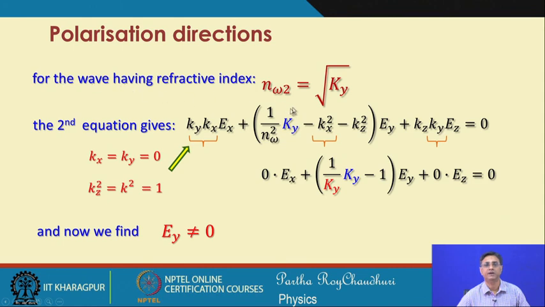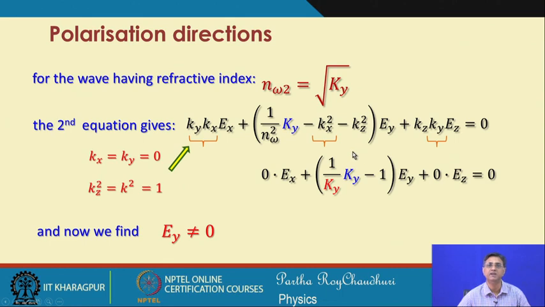For the wave having refractive index n omega 2 equal to under root of k y, that is, if I use the other solution, the other root, and if we proceed in the same way, then k x is equal to k y equal to 0, this quantity becomes 0, we can write 0 into E x, and similarly this quantity is 0, but this is equal to 1. So, we can write k y upon k y minus 1 into E y, and for this quantity, because k y equal to 0, we can write 0 into E z equal to 0.